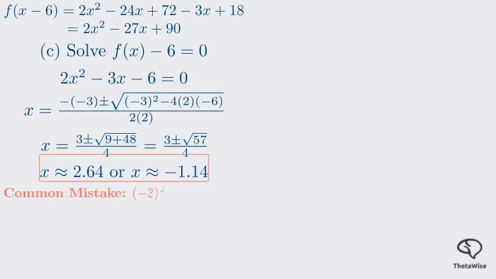A common mistake when substituting into the quadratic formula is forgetting that b squared is always positive. Negative 3 squared is 9, not negative 9.